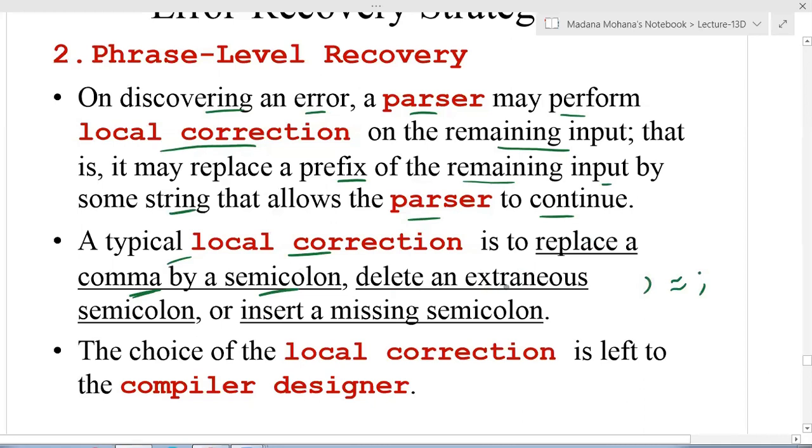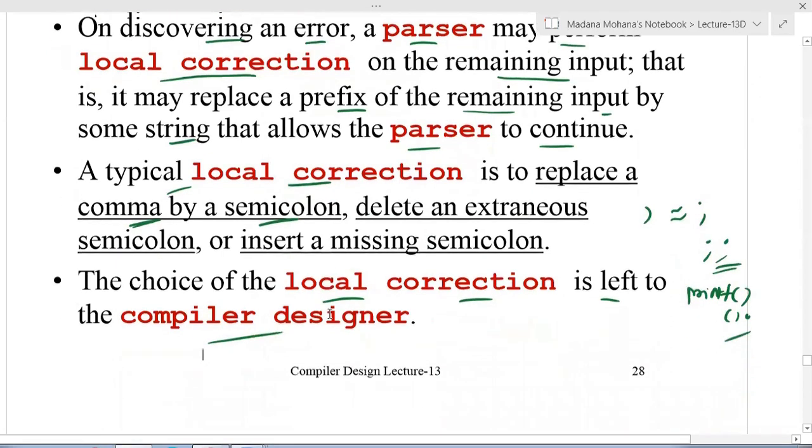Then delete an extraneous semicolon. Suppose we have two semicolons, so remove the extraneous semicolon. Then inserting a missing semicolon. Suppose here, in printf, the semicolon is missed, so you can include it. So these are all examples of local corrections which occur in phrase level recovery. The choice of local correction is left to the compiler designer, based on the requirements.